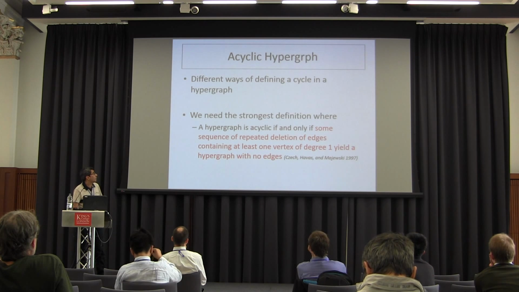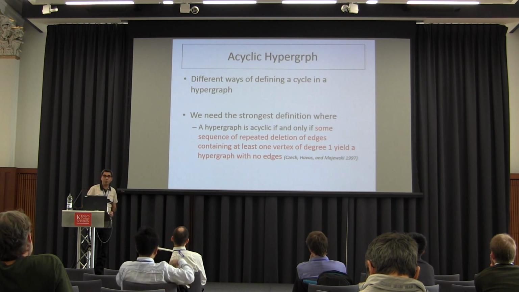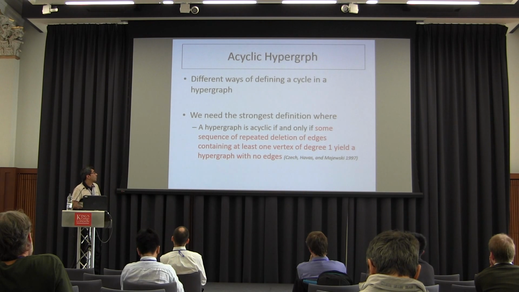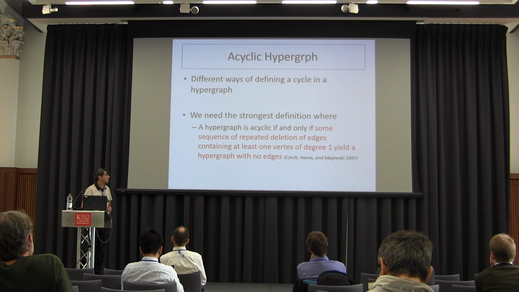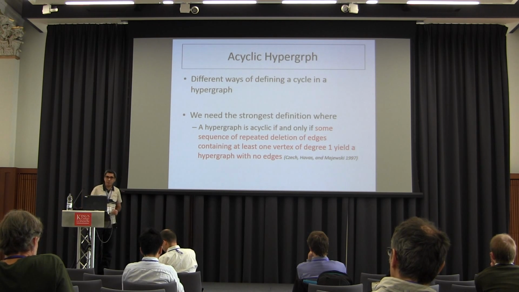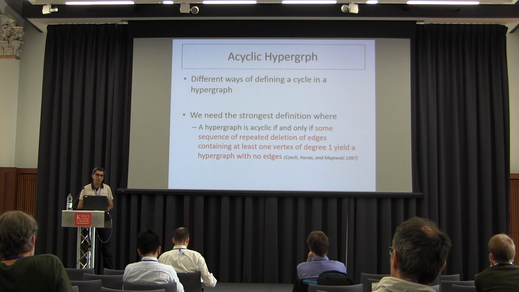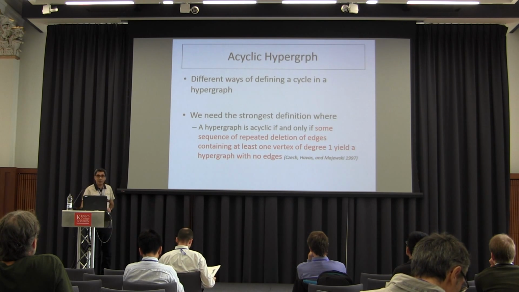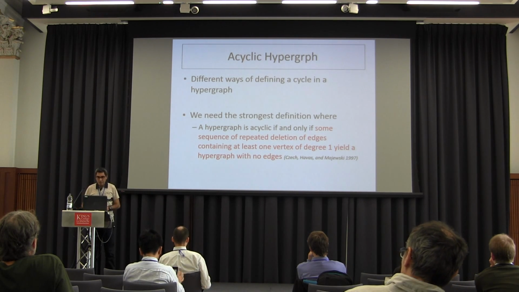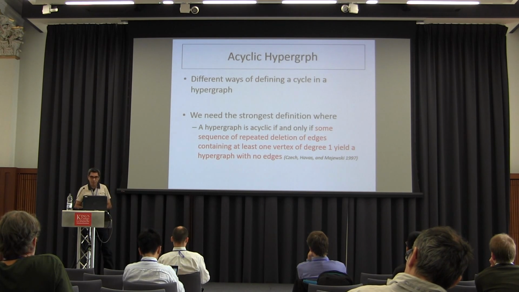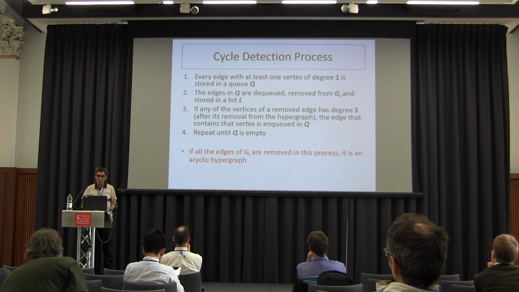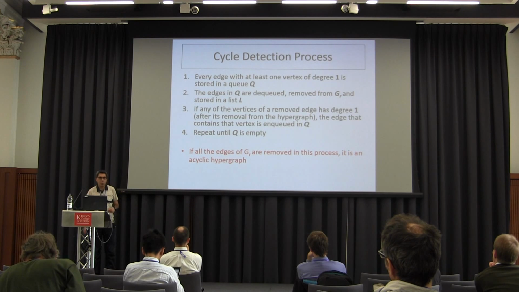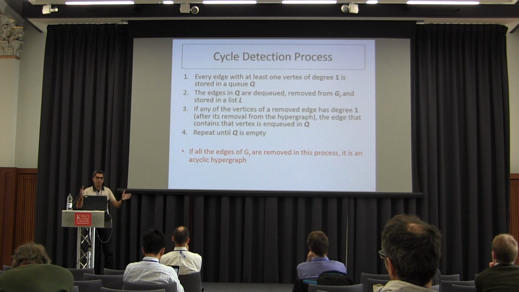In a hypergraph, contrary to a normal graph, there are different ways we can define a cycle. But we are in particular interested in one definition, which is actually the strongest definition of a cycle in a hypergraph. It says a hypergraph is acyclic if and only if some sequence of repeated deletion of edges containing at least one vertex of degree 1 results in a hypergraph with no edges. I will explain the process of cycle detection in the next slide so that this becomes a little bit more clear.